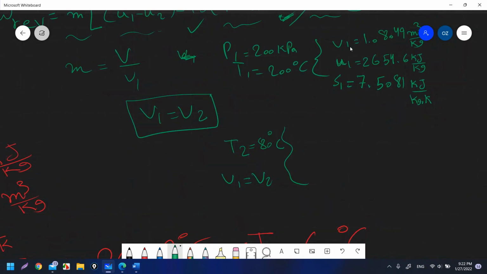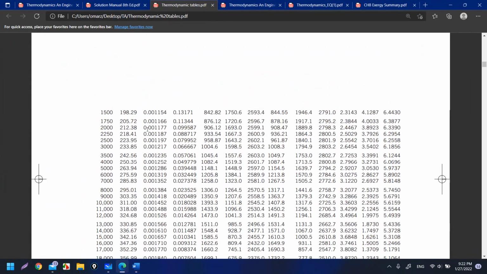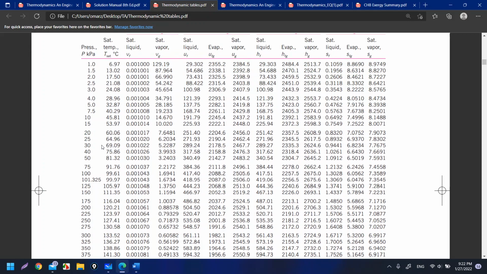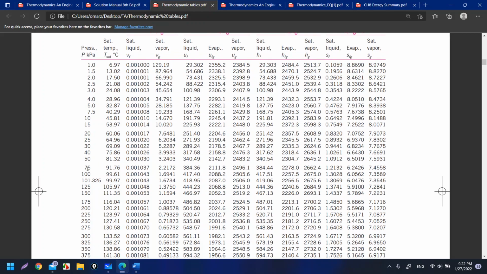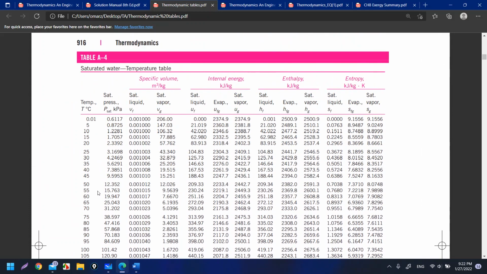T2 is 80 degrees Celsius. V2 we already got it here, it's 1.08049 meter cubed per kilogram. Okay, let's see how I can find this. I have the temperature. Of course, I will go to the temperature table A4 at 80 degrees Celsius, here.